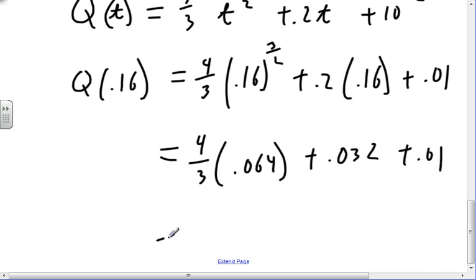Did I do that right? I think it's time to take out my calculator, because 3 doesn't go into, no, 3 goes into 64. Well, I don't need my calculator yet. 3 goes into 64. 0.0, no it doesn't. Okay, take out my calculator. 4 thirds times 0.064 plus 0.032 plus 0.01. Syntax error.